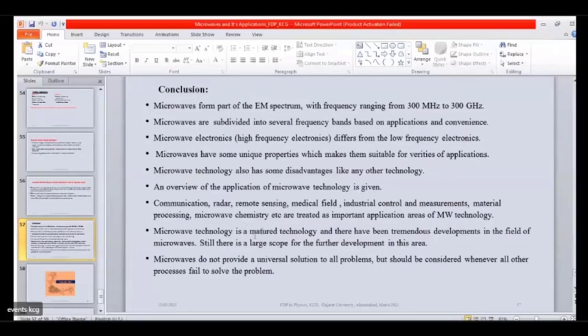And microwave technology is a mature technology, right? It is well mature. A lot of work is done in microwave technology. There have been tremendous developments in the field of microwaves. Still, there is a large scope for further development in this area. And microwaves do not provide a universal solution to all problems, but should be considered whenever all other processes fail to solve the problems. Right? With this, I end this lecture.